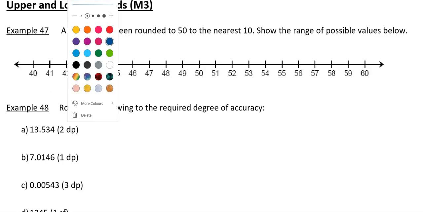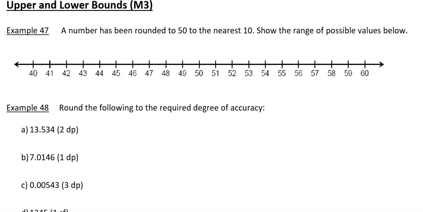Okay, in this video we're going to look at upper and lower bounds. In this example it says a number has been rounded to 50 to the nearest 10. Show the range of possible values below. Now we're going to look at this in two ways. We're going to come back to this in a while and talk about it.